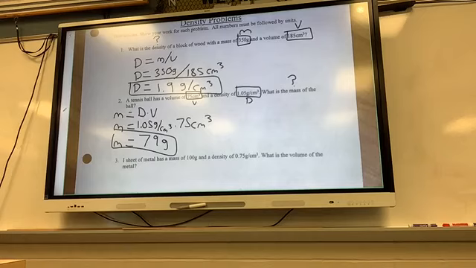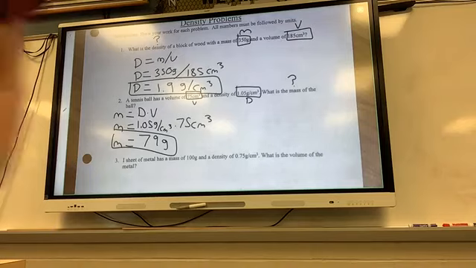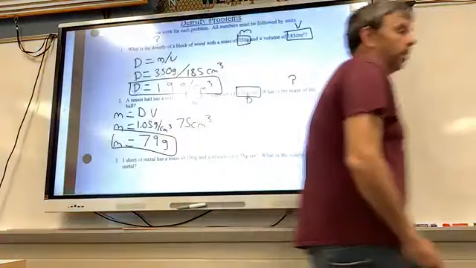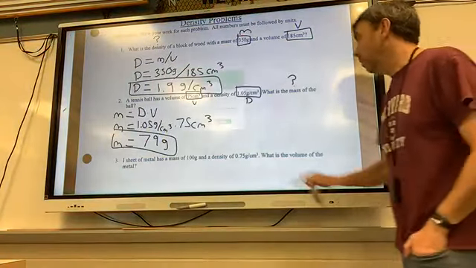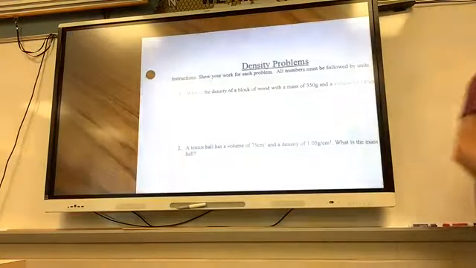Were we supposed to have 2 sig digs for this one? You tell me. How many sig digs are in the numbers you start with? 100 has 1 sig dig, so your answer can only have 1. But the answer's 133. I know, so you got to round.